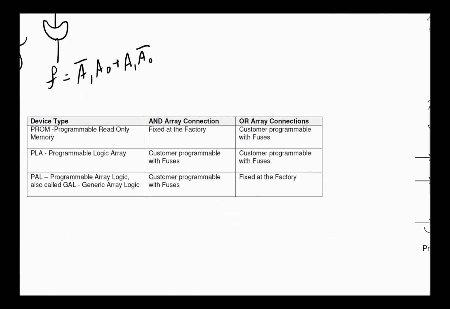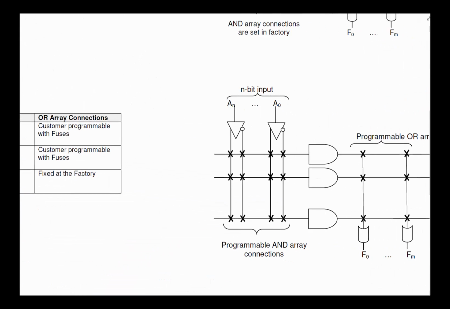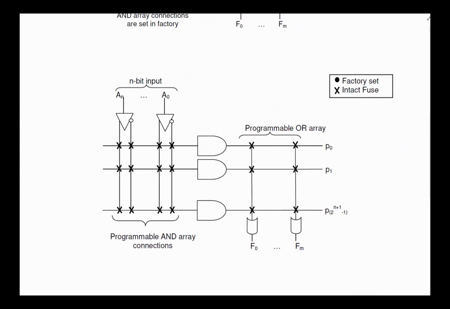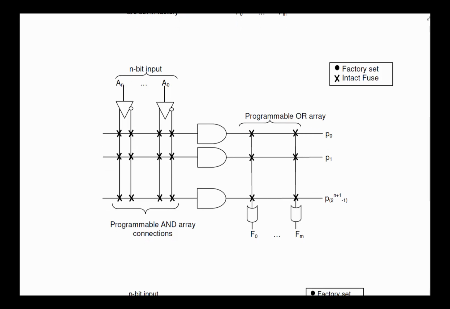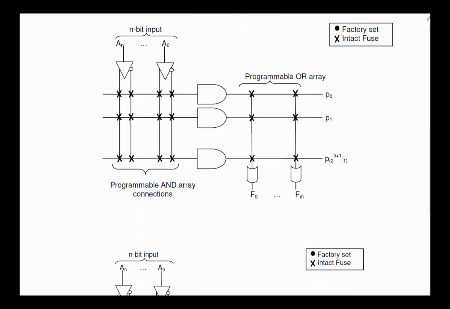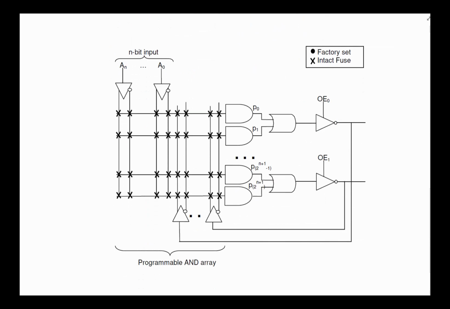The other option you have is a PLA. The PLA is by far the most flexible one, because you can change both sides of this equation, both the OR array and the AND array. You can decide which fuses are connected here and which fuses are connected on the other side. That's the most flexible. With flexibility come bigger devices, more expensive, more power and all of that, but they're sure easy to design with, because it's pretty easy to make whatever expression is given to you. You just do it.